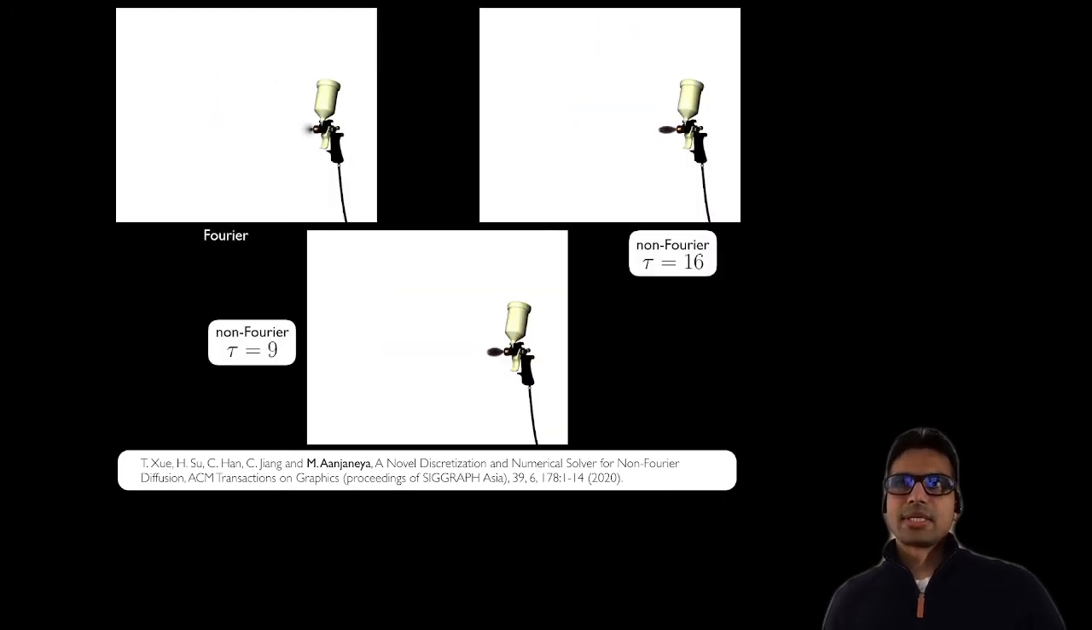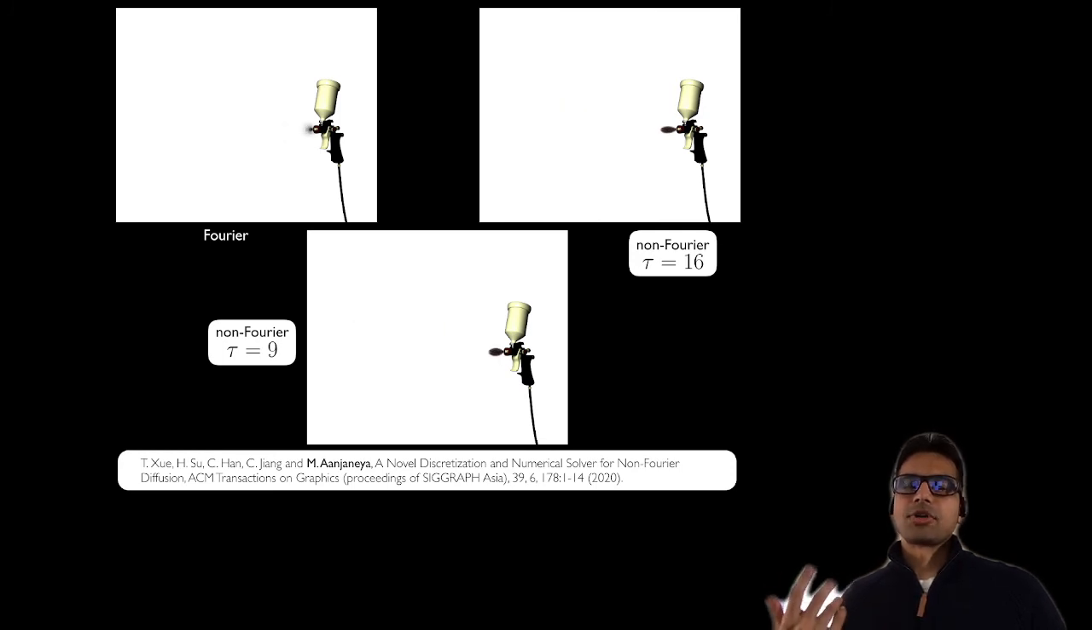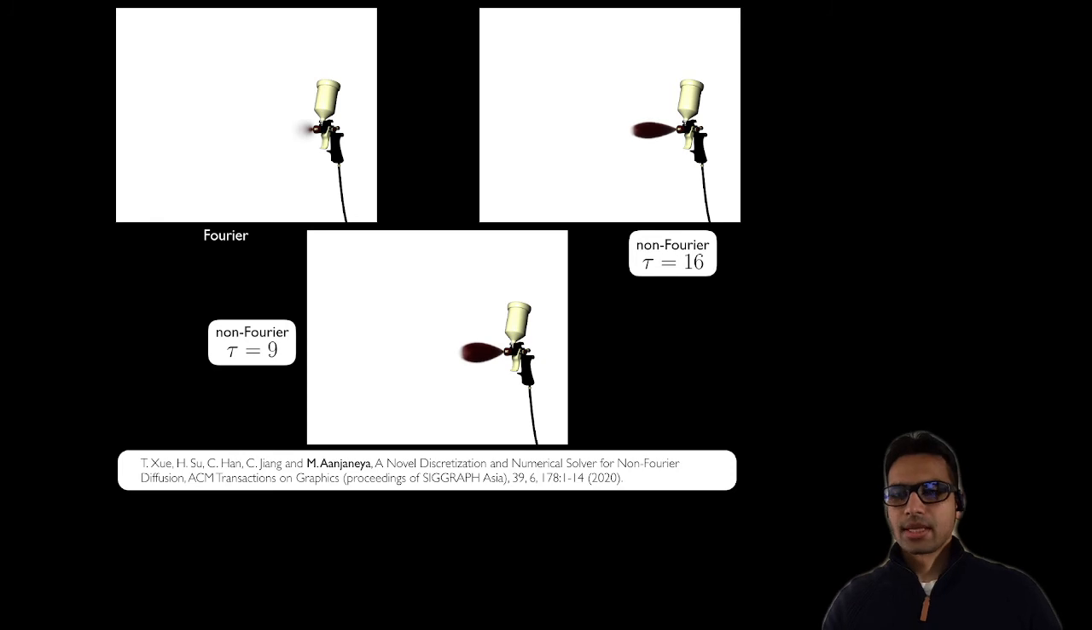Now, this is one example which I'm not going to cover in too much detail, but just a brief walkthrough that compared to a constant velocity in the background, Fourier diffusion dissipates everywhere, whereas non-Fourier diffusion can give you a conical spray-like pattern. That's more intuitive to what we expect to see.